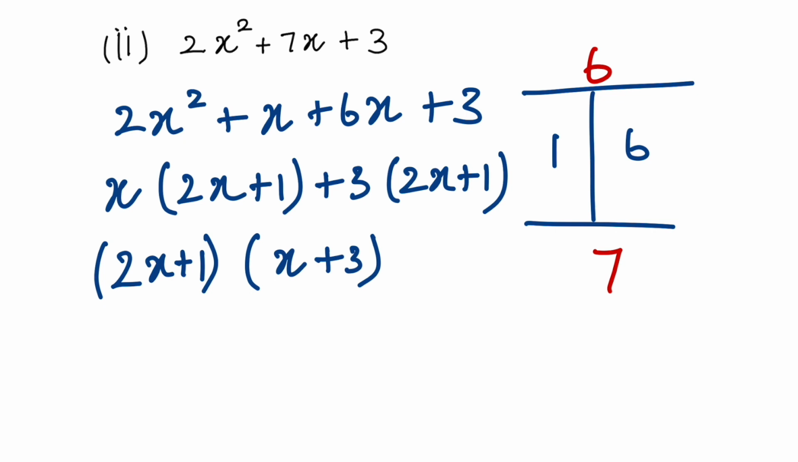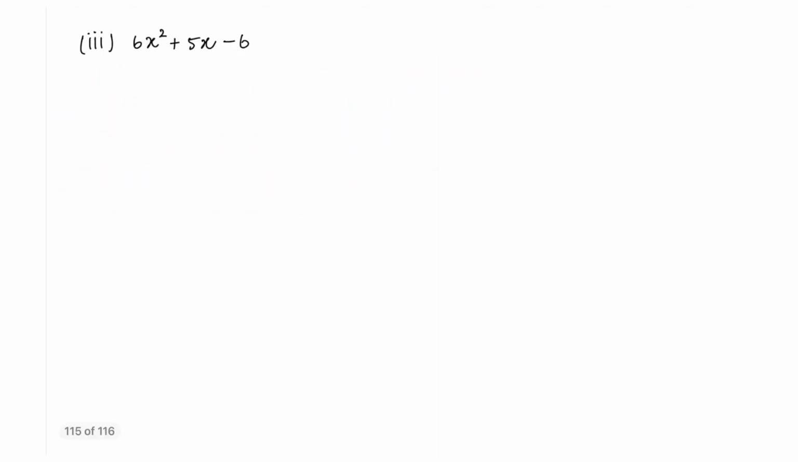Again, very basic example. You are just going to use the I method, the splitting the middle term method, and find two factors that on multiplying give you 6 and on adding give you 7. Okay, with that we are moving to the next subdivision of this question: 6x squared plus 5x minus 6.